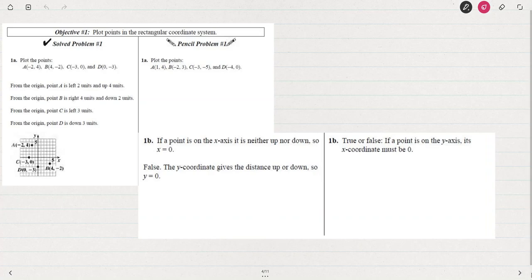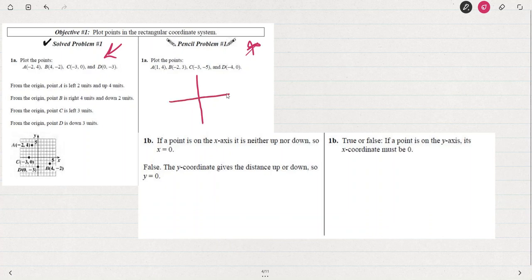And here are our examples. Hopefully I already have the learning guide pages printed, and you'll see on the left-hand side of your page there's a problem worked out, and then on the right-hand side of the page, that's where you should be filling in notes from this activity, from this video.